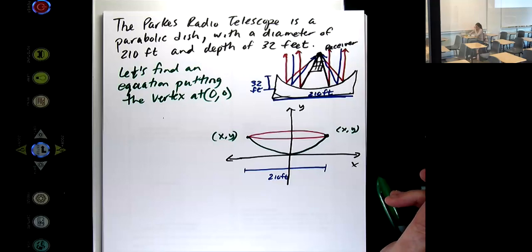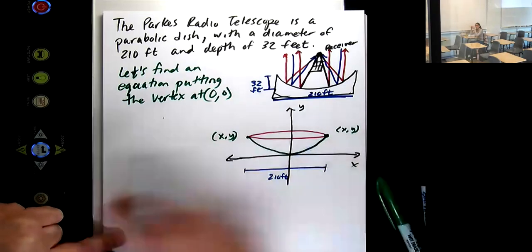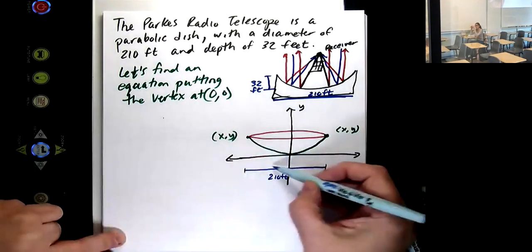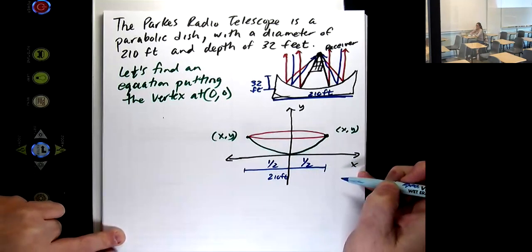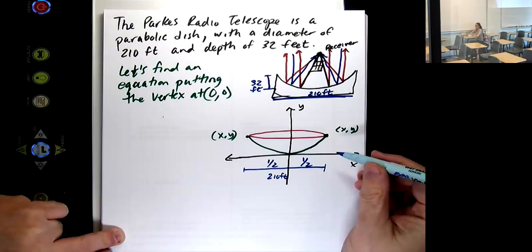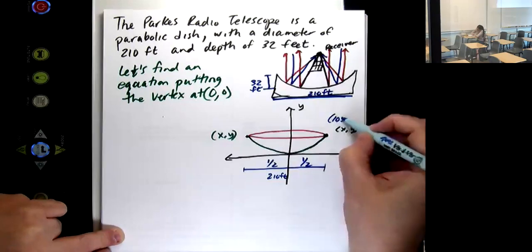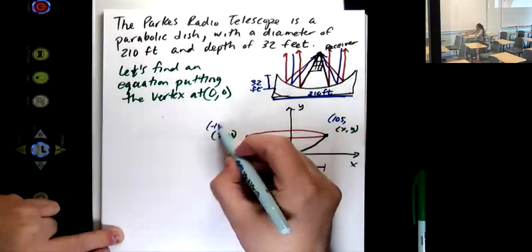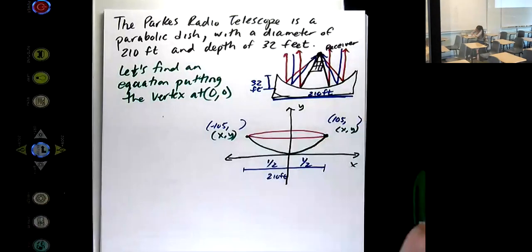Would it be like half of 210? Yes. We have the dish sitting right in the middle. The vertex is right in the middle, which means it's not lopsided, so half of it has to be over here and half over here. So what's half of 210? 105. So this is at 105 and this is at negative 105. Now what?